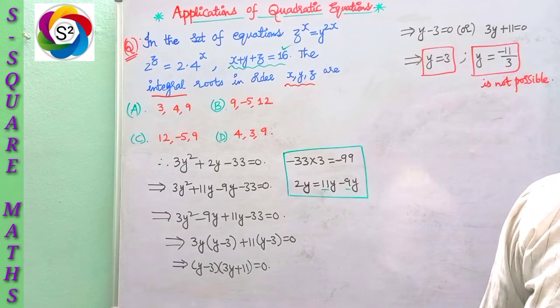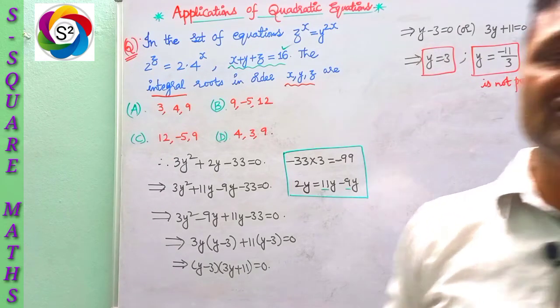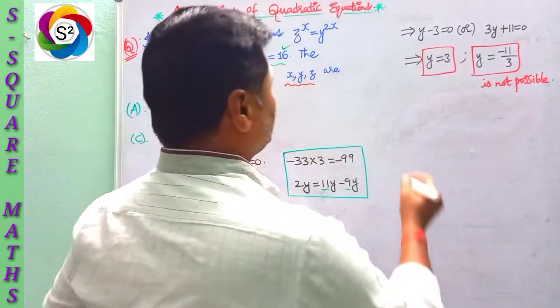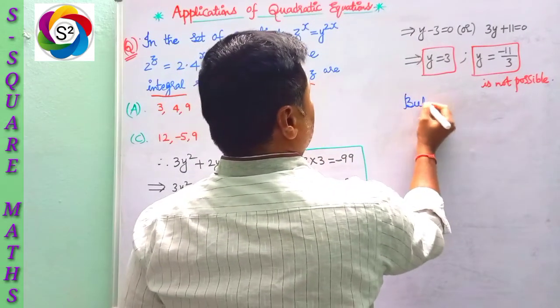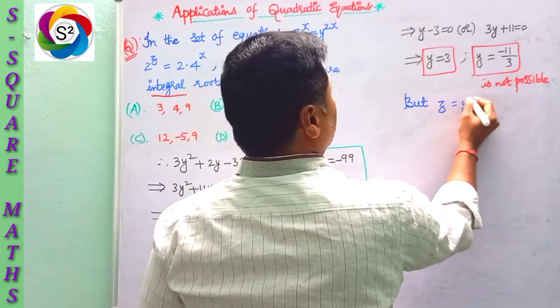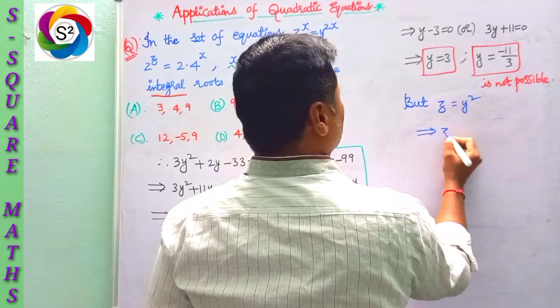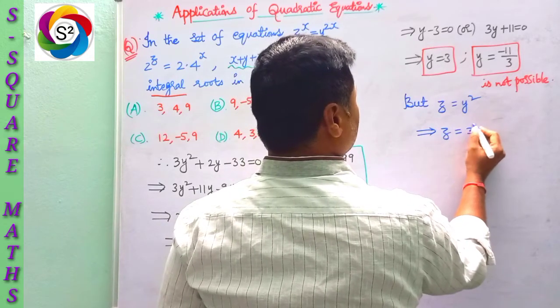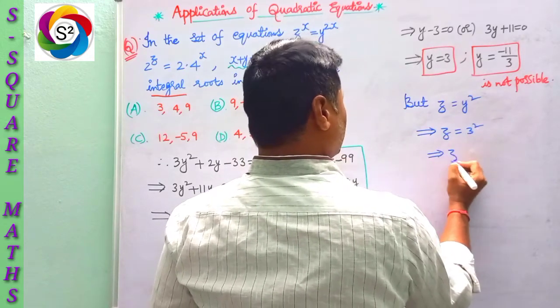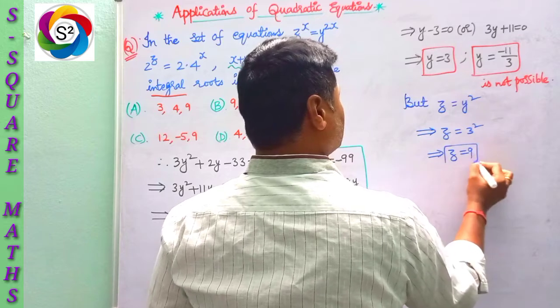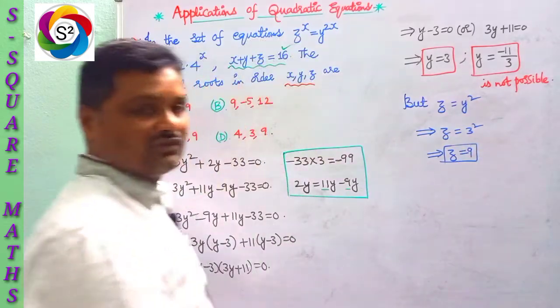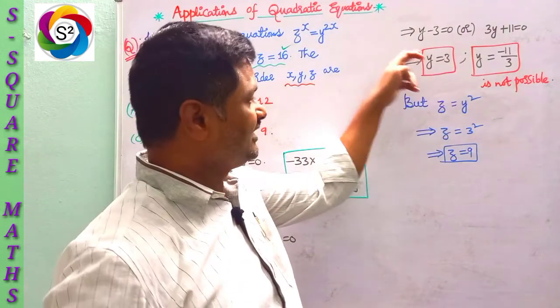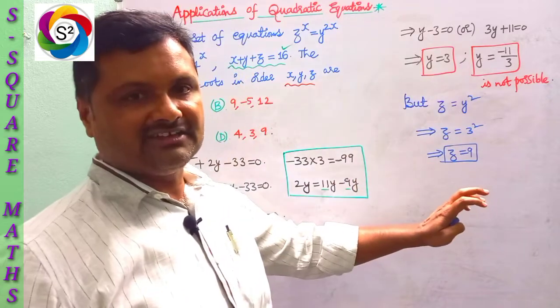But we have z is equal to y square. So this implies z is equal to 3 square, since y is equal to 3. So finally the z value is 9. We got here y value is 3 and z value is 9.